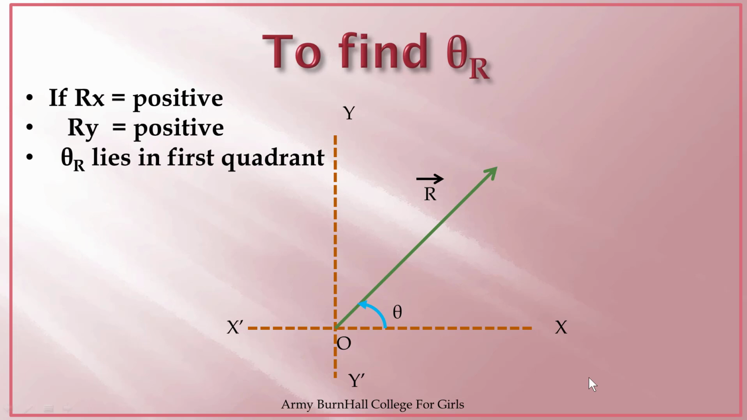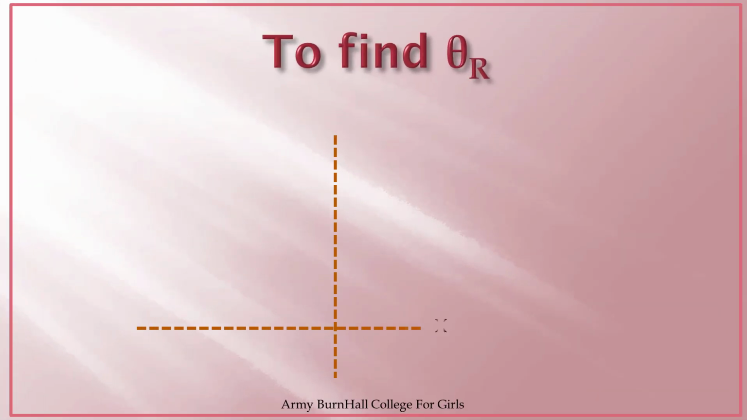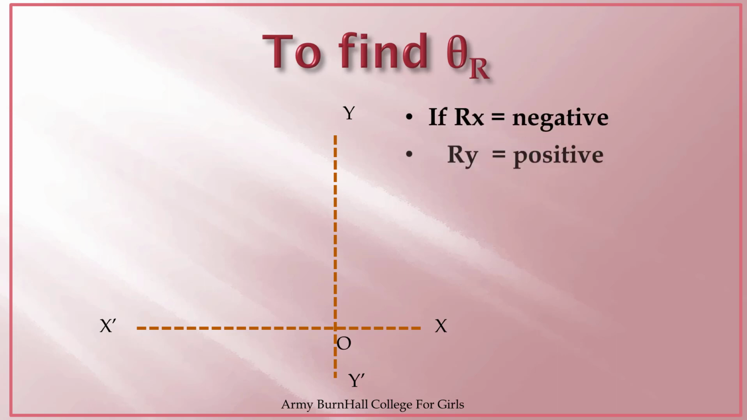This resultant is making an angle theta. Now what about theta R, the angle made by the resultant? You can see here that the same theta is the angle made from the positive x-axis in the anti-clockwise direction. So we can say that theta R is equal to theta. There is no change in theta R. So there will be no change in the calculation if both Rx and Ry give us positive results. But what if we have a result in which Rx is negative and Ry is positive?